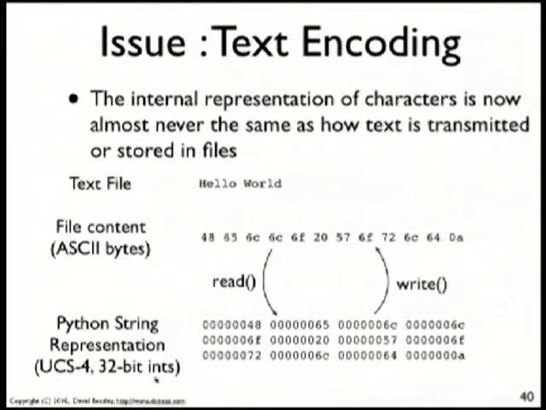If you're using this 32-bit int for Unicode, every single byte here has to get blown up into a 4-byte value when it gets read in. And the same thing has to happen when you write things out. If I were to write this back out to ASCII, I have to take these 32-bit integers and cast them back down to byte values. So there is this problem that what you see in files is now almost never the same as what you see in memory. Memory and files are two totally different representations of data.